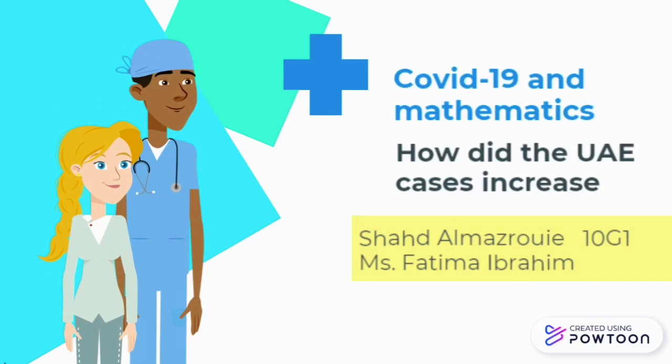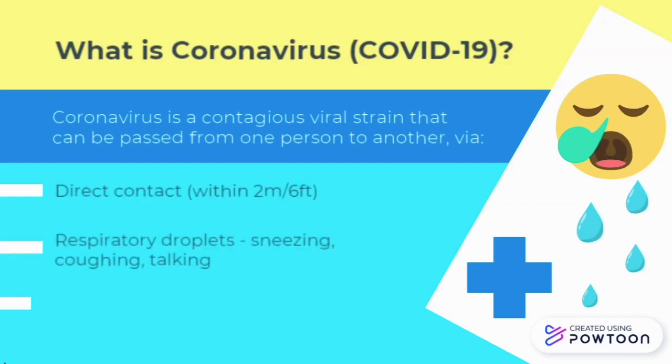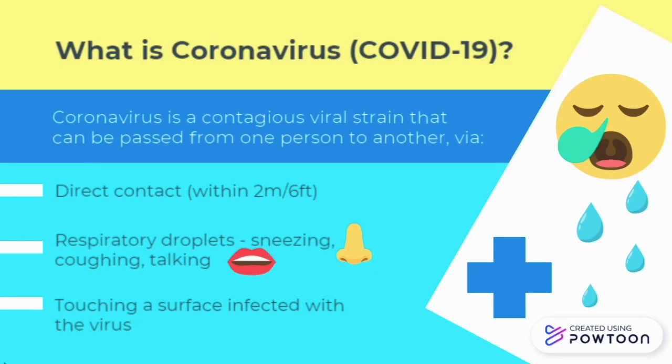COVID-19 and mathematics. At first, what is coronavirus or COVID-19? Coronavirus is a contagious viral strain that can be passed from one person to another via direct contact, respiratory droplets, sneezing, coughing, or talking, touching a surface infected with the virus.